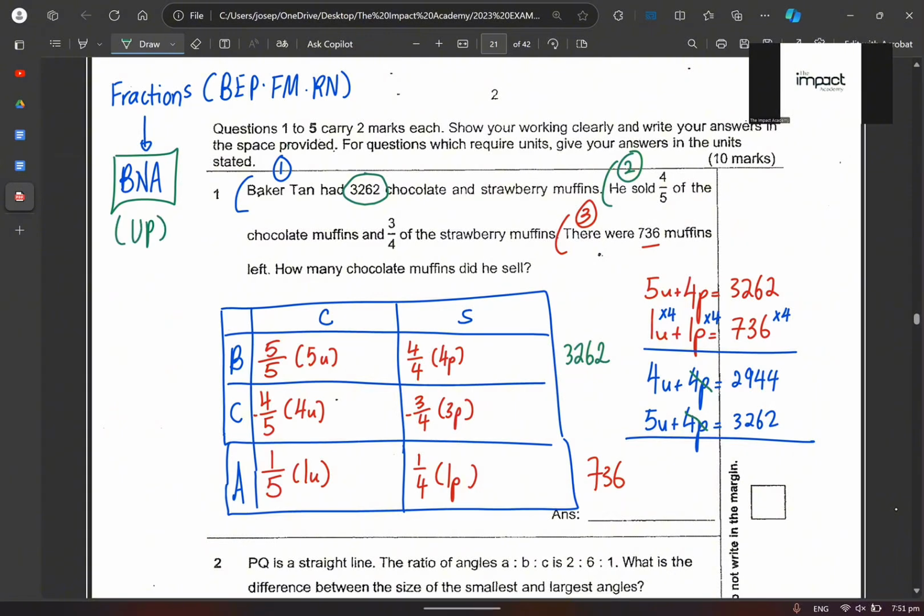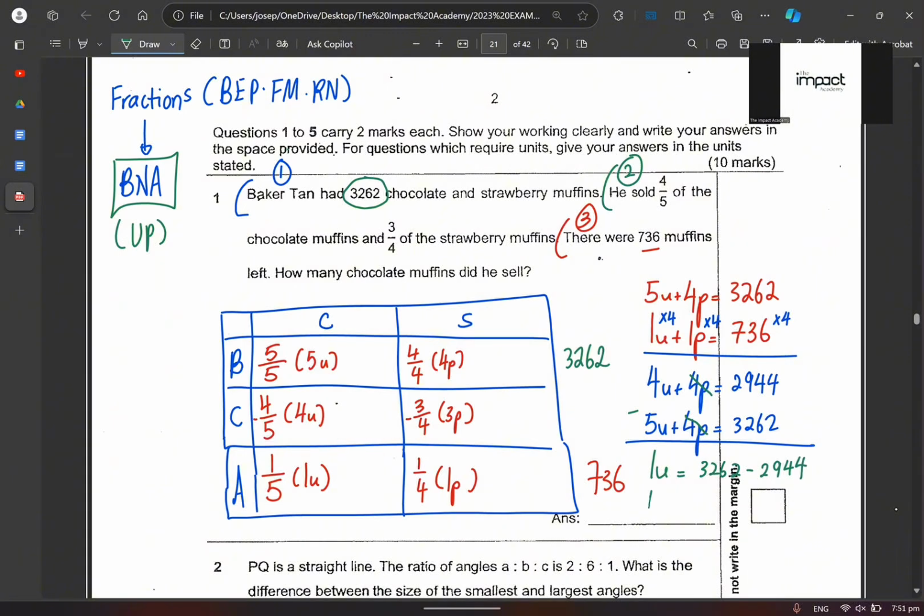Am I making sense? 5 units minus 4 units. You cannot do 4 units minus 5 units, okay? All right, big minus small. Take away is big minus small. Understand that? So 1 unit equals 3262 take away 2944. Does that make sense to you? So 1 unit equals 3262 take away 2944. We get an answer of 318. Make sense?